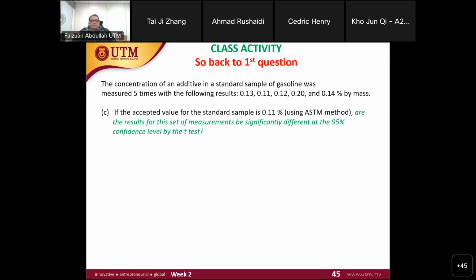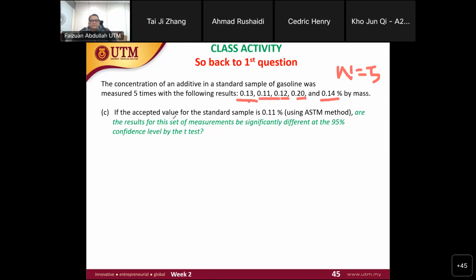Now next, the concentration of an additive in a standard sample of gasoline was measured 5 times with the following result. 0.13, this is a percentage by mass. Okay, 0.13, 0.11, 0.12, 0.20, and 0.14%. So this is n. 1, 2, 3, 4, 5. N equal to 5.